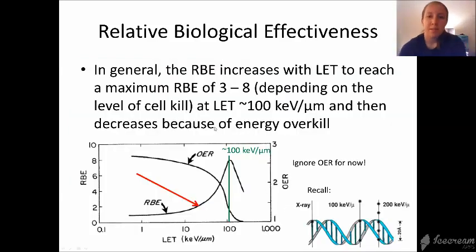In general, the RBE increases with LET to reach a maximum RBE of 3 to 8, depending on the level of cell kill, at an LET of 100 keV per micrometer, and then decreases because of energy overkill. If we look at the RBE graph and how it varies with LET, just ignore the OER for now and focus on the RBE. The RBE will increase with LET, peak at about 100 keV per micrometer, and then start to decrease because of energy overkill. And if you recall, the optimal LET when it comes to DNA damage is 100 keV per micrometer.